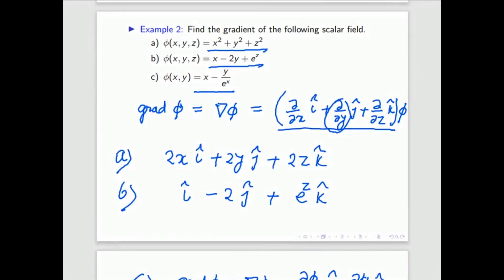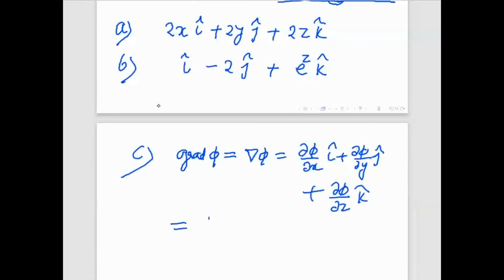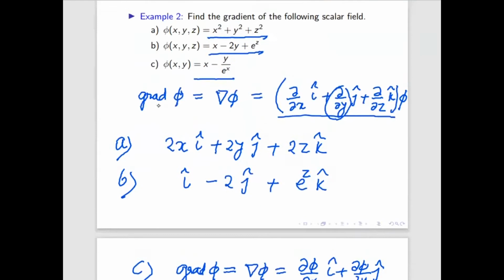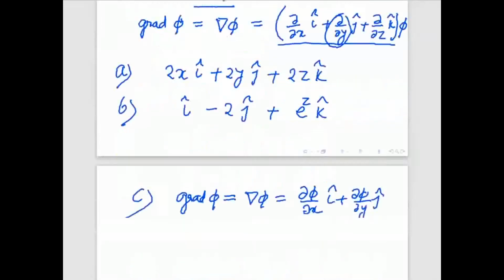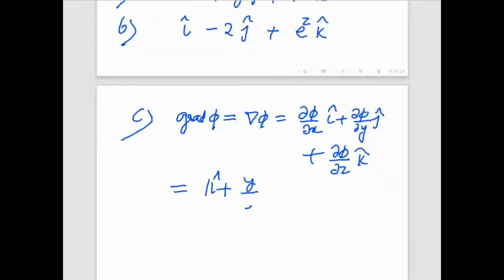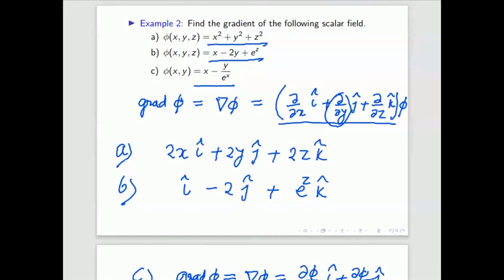1 plus y by e to the power x. Yeah, 1 plus, so 1 means this is i cap. Here, this with respect to y, if you differentiate you will get 1 by e to the power x. So del phi by del x will give 1, del phi by del y will give minus 1 upon e to the power z, k j cap, the derivative of this with respect to y, and then the derivative with respect to z is 0.